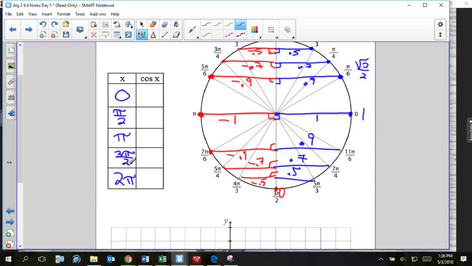Then I need to know the cosine at each of those angles. The cosine at 0 is 1. And we go to pi over 2 straight up. Cosine at pi over 2 is 0. Then at pi, cosine is negative 1. Then at 3 pi over 2, cosine is 0. And then back to the beginning again, 1. So it has the same values as the sine. It's just this one starts at 1. The other one started at 0. But they alternate the same values.